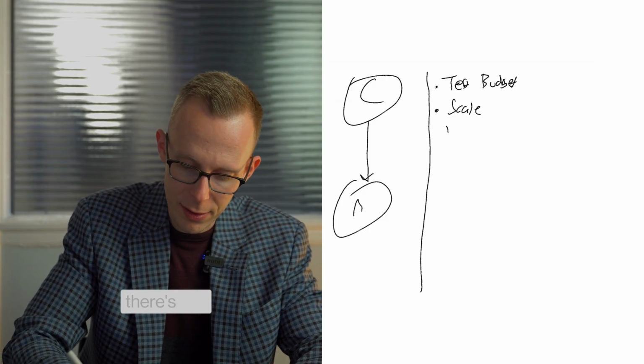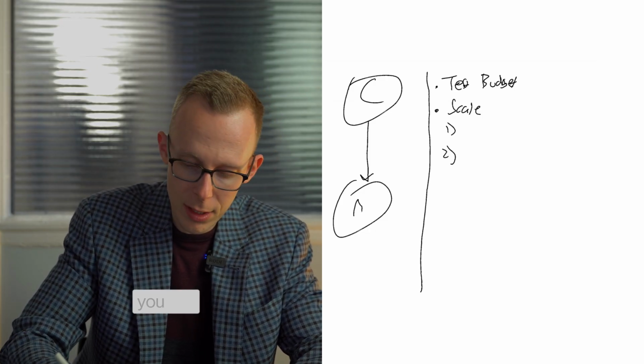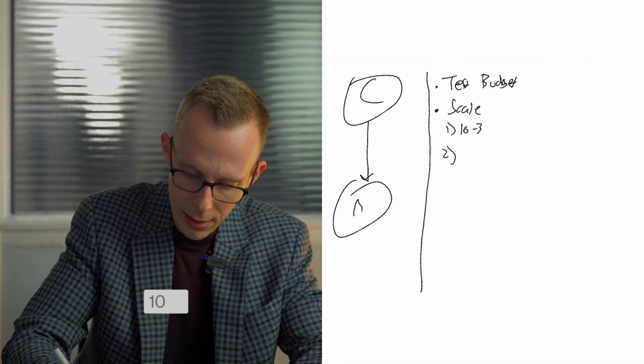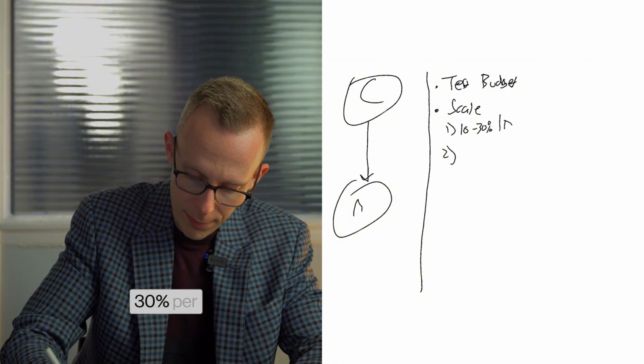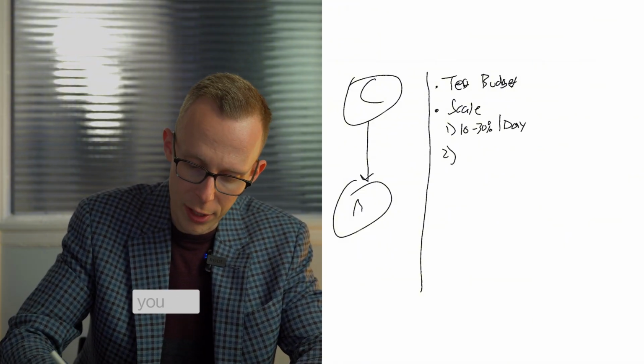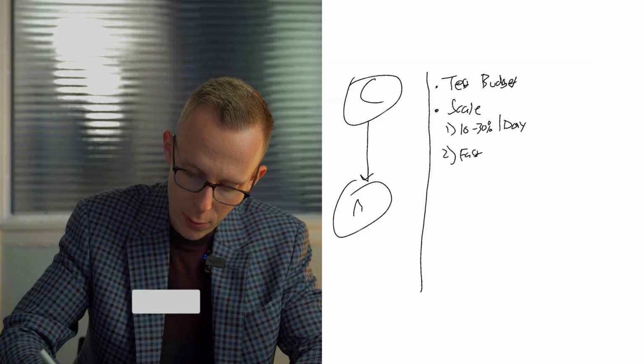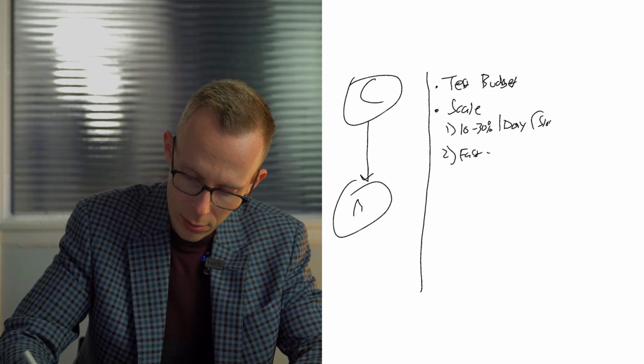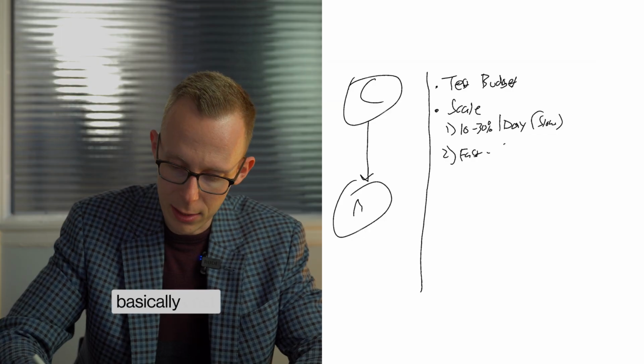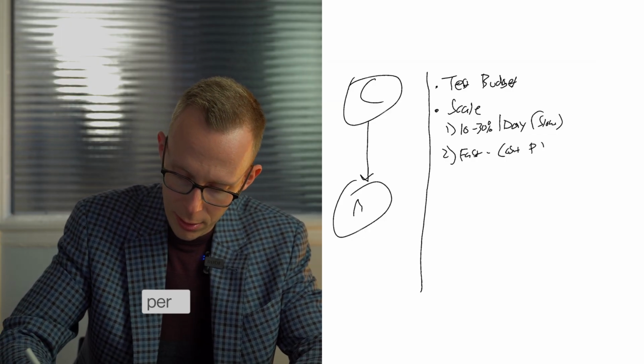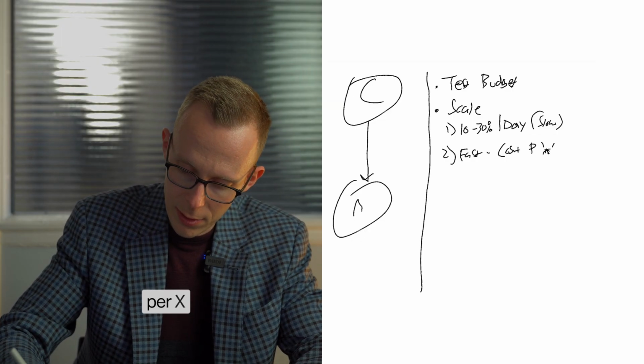Now, in a campaign, there's two ways to scale. You can do the slow model, which is 10 to 30% per day, or you can do the fast model. This is slow, which is basically cost per X strategy.